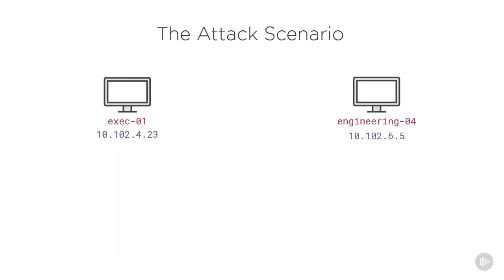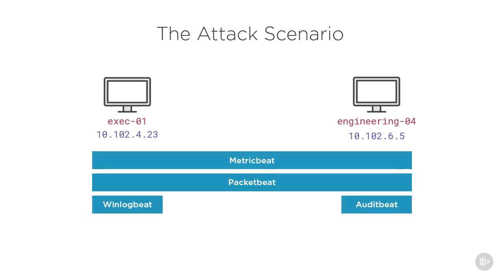To make this exercise easier to understand and to focus on the important parts, we'll focus only on a couple of hosts, the Execo1 and the Engineering04 machines, with IP addresses 10.102.4.23 and 10.102.6.5 respectively. In terms of the event log data that is collected from these machines, we have Metricbeat and Packetbeat for both machines.